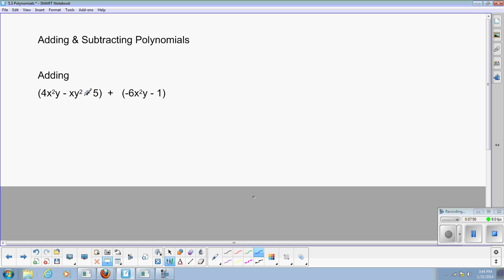Writing out my first one, I'm going to have 4x squared y minus xy squared plus 5. My second term is a binomial. What I want to do is line up the like terms. So I have negative 6x squared y. I'm going to place that underneath 4x squared y because they are like terms.